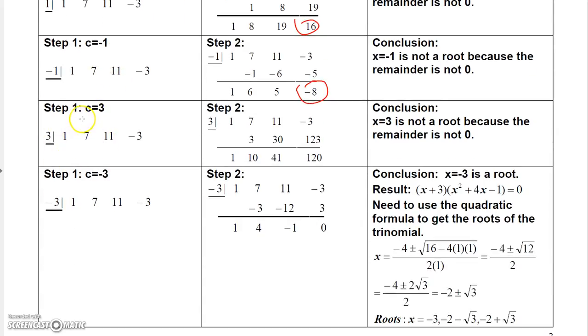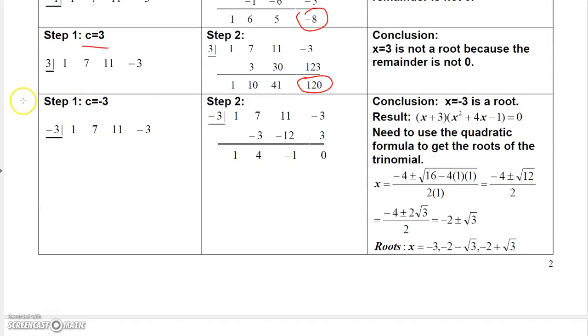So let's try 3. Well, I tried 3, and guess what? I didn't get a remainder of 0. So the only thing left for me to try is negative 3. So now when I tried negative 3, brought the 1 down, negative 3 times 1 is negative 3, add it to 7, get 4, multiply, negative 3 times 4 is negative 12, add it to 11, get negative 1, multiply, I get 3, and then add that to negative 3, I get 0.